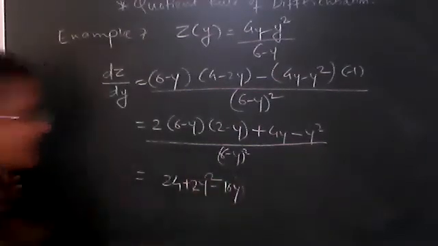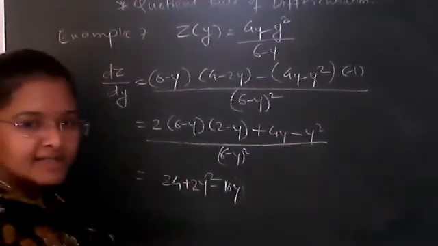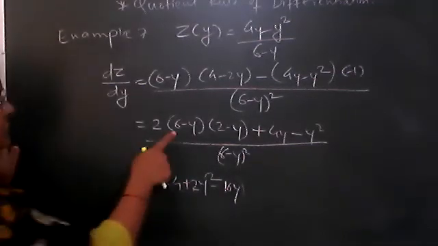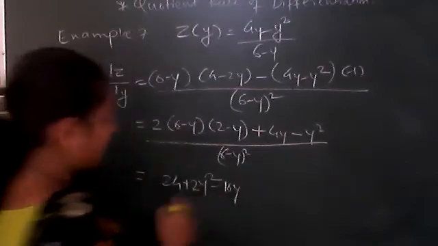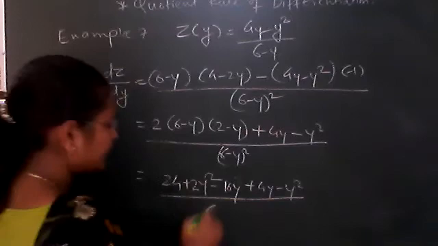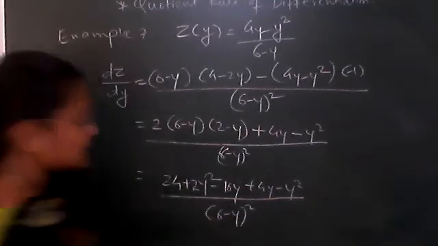Correct now? Yes, ma'am. I think 6 into 18 I have taken, plus 4y minus y square, whole thing divided by 6 minus y square.